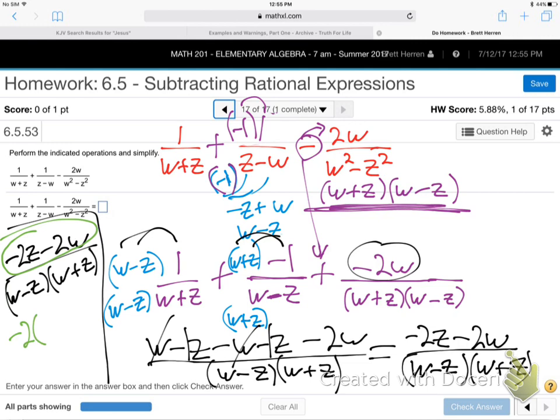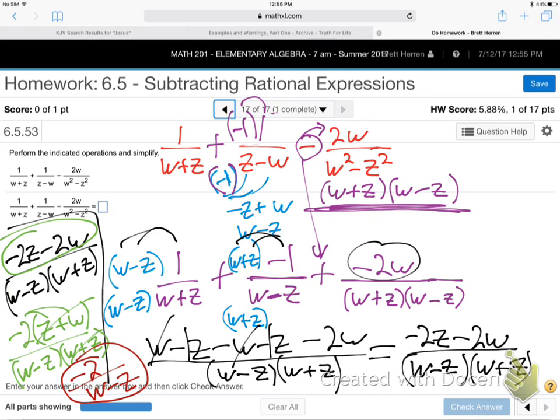Take out a negative 2. What does that leave inside? z plus w. Everybody see that? Because the minus 2 would multiply and go back, wouldn't it? Over w minus z, w plus z. These cancel. Doesn't matter the order, right? The order of adding doesn't matter. Those cancel. So this problem is finally done, and it is minus 2 over w minus z. What a problem. That's the final answer.